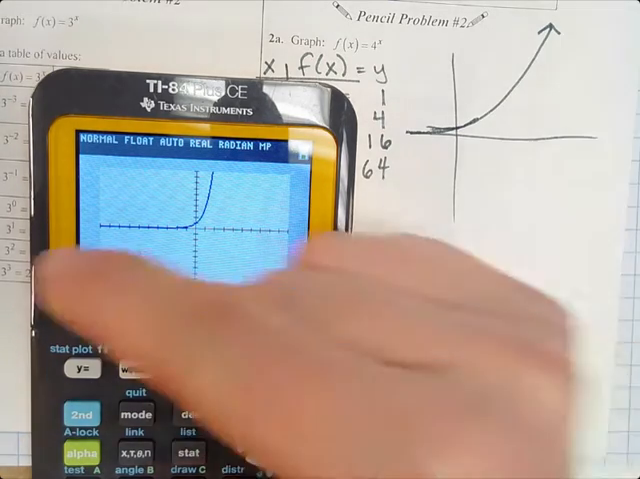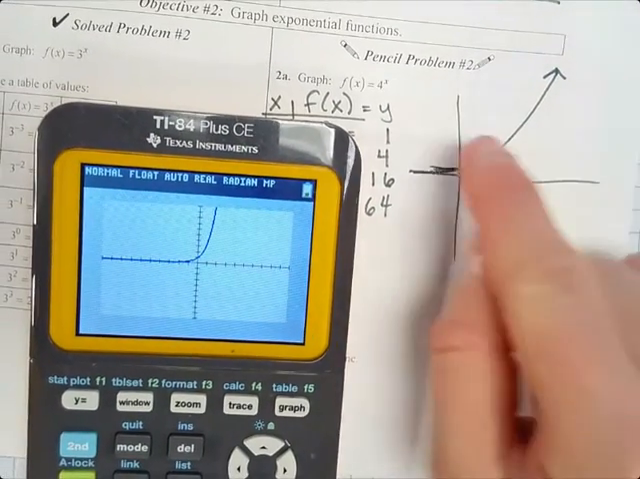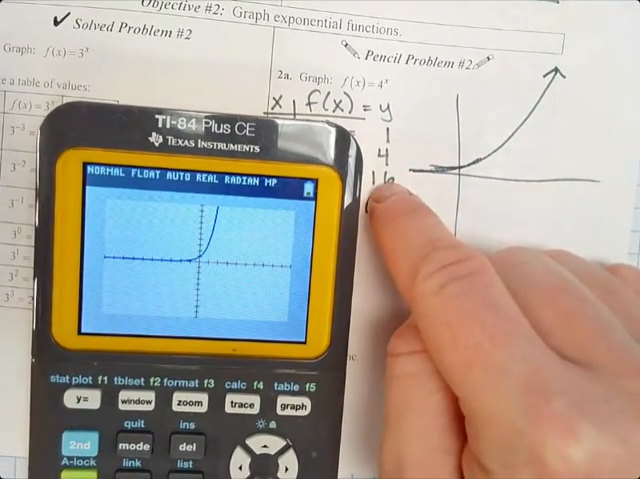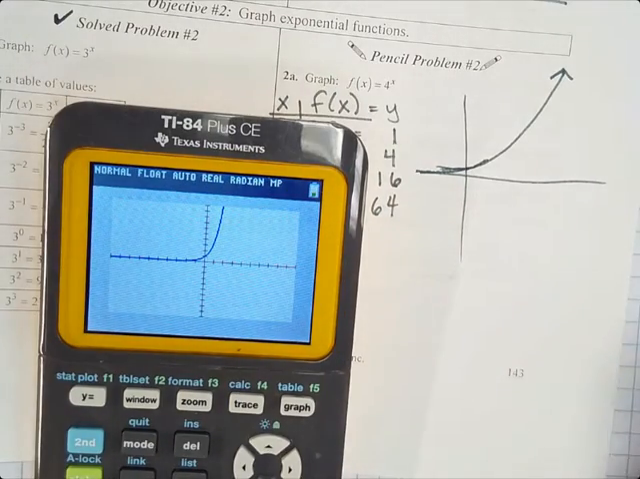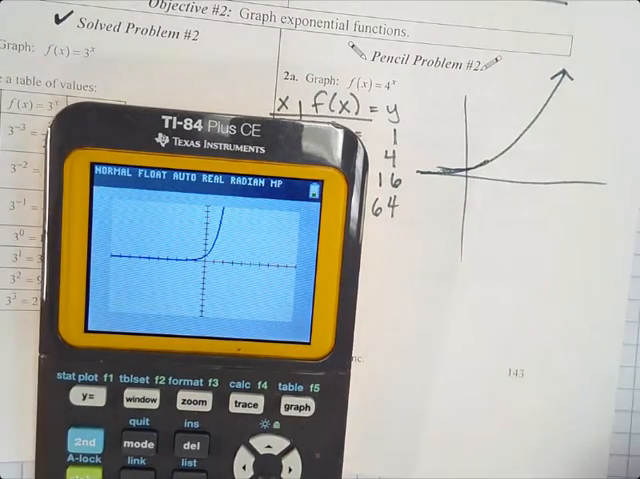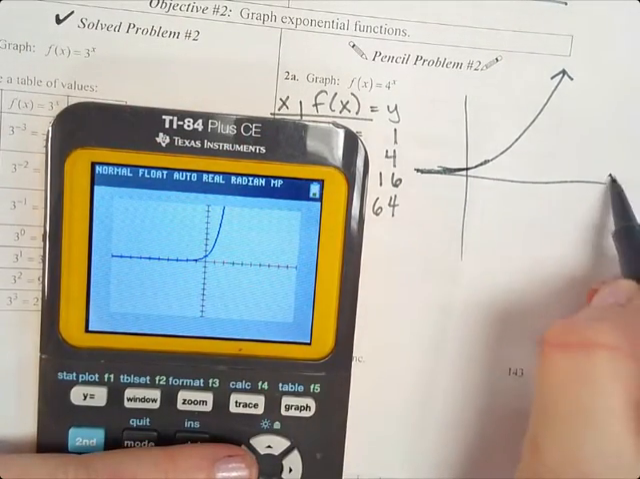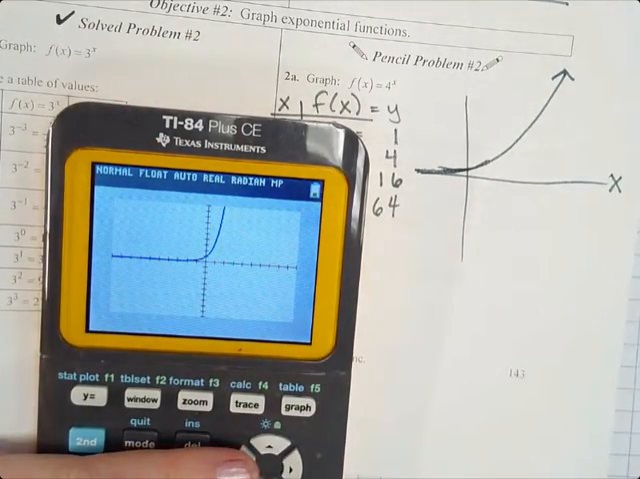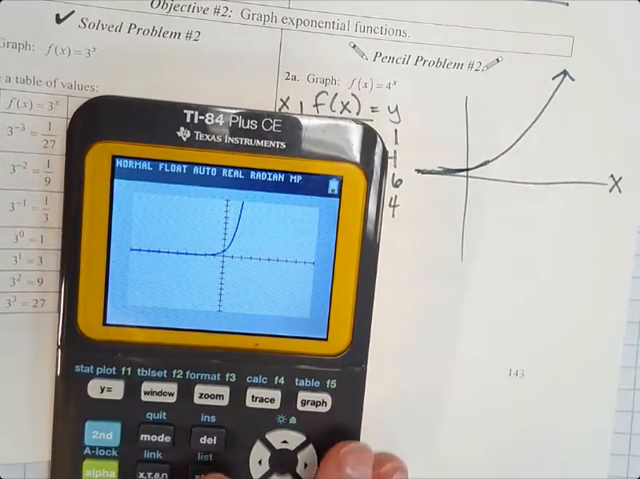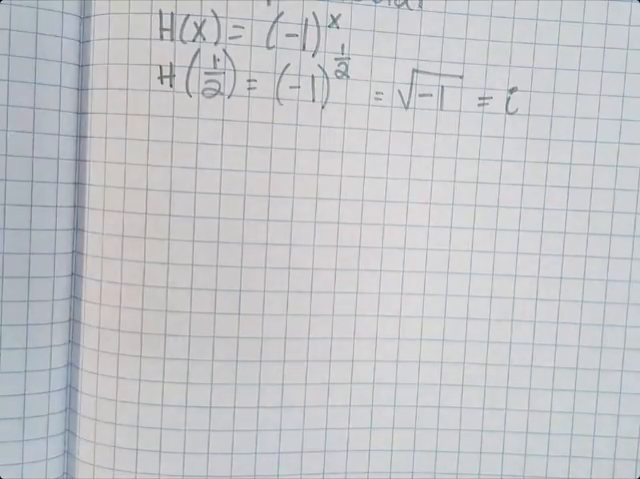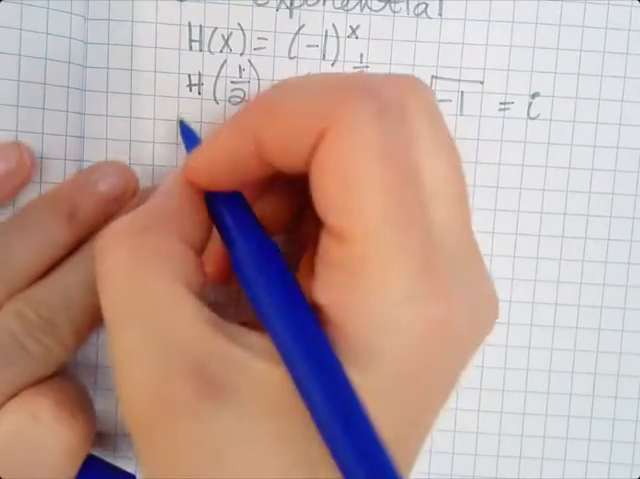So it's a sharp increase. So it goes 1, 4, then 16, and 64, and then you'd multiply times 4 again. And see how it never goes below the x-axis? So that gets us to the next thing in our notes, which is the characteristics of exponential functions.